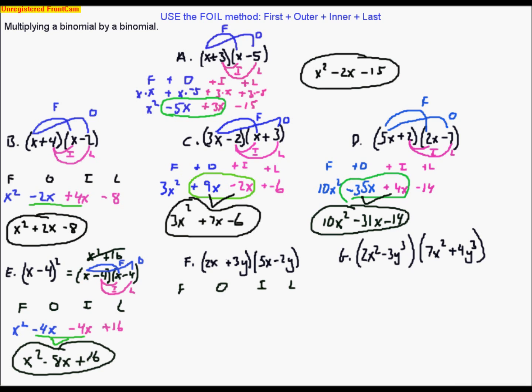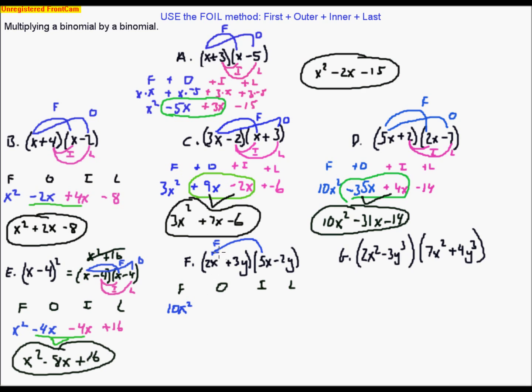So let's take a look at our first terms here. We've got 2x and 5x. Careful on the coefficients first. 2 and 5 make 10. And then we have x times x makes x squared. Those are our first terms.